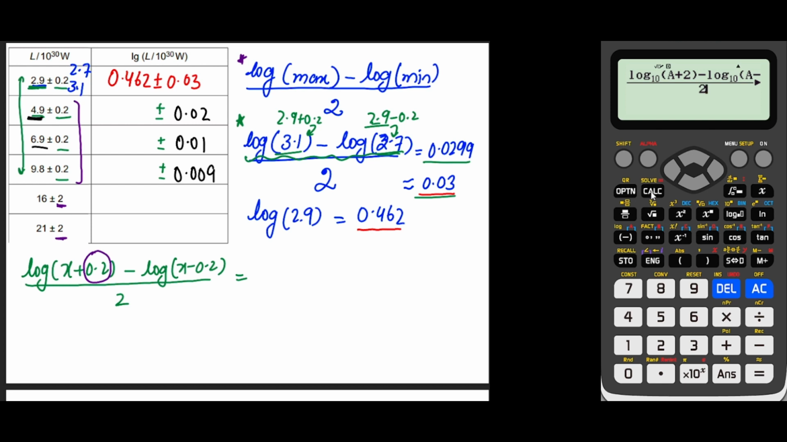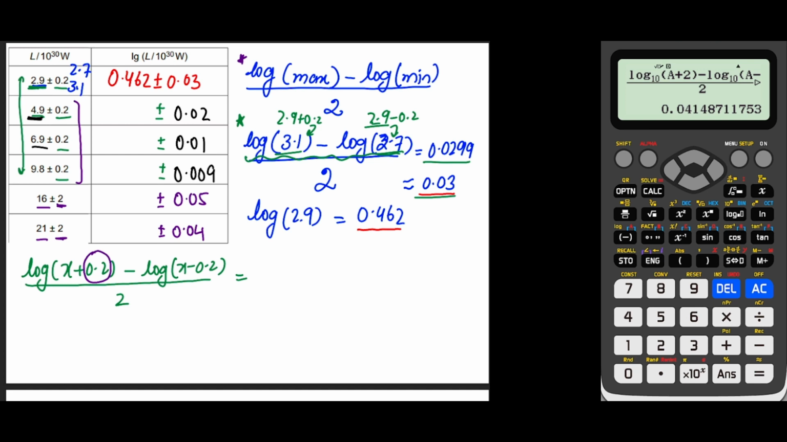So now I press calc again, and this time around I have a value of 16, so I'm going to put in 16, press equals twice, and I get plus minus 0.05, right? Okay, then press calc again, I get 21. So putting in 21 gives me plus minus 0.04.